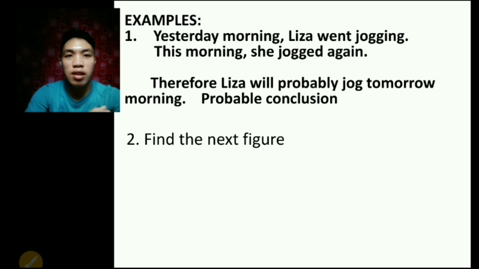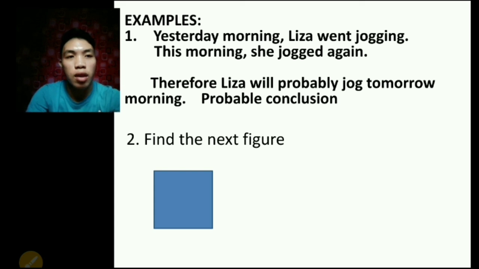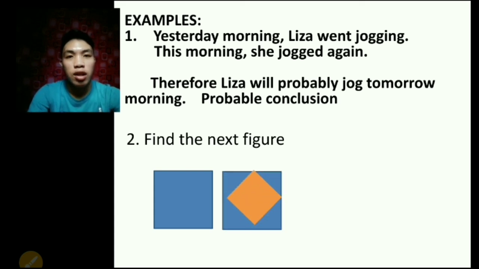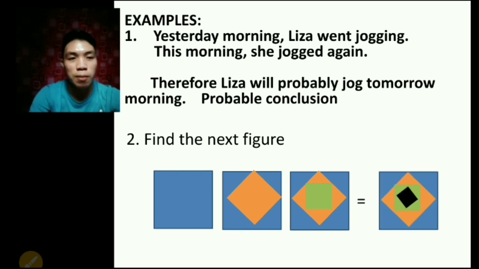The next example is that find the next figure. The first figure is a square. Then the second figure, a square is being put another square inside, and so on. So it means that the next figure is a square with another square and another square and another square inside. So here it is.